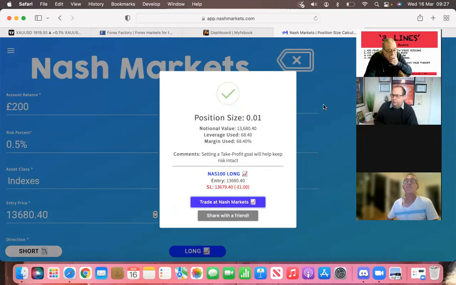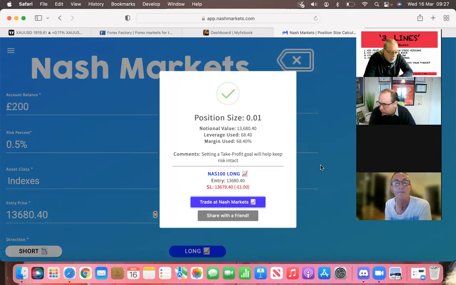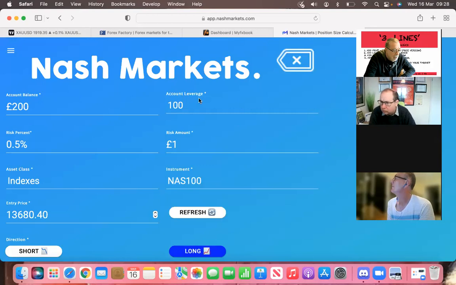Yeah, it's good. It certainly takes the headaches out of calculating your lot size when you're trying to enter a trade in a bit of a hurry, and each indices has got a different value, and this is ideal because it takes into account your leverage.